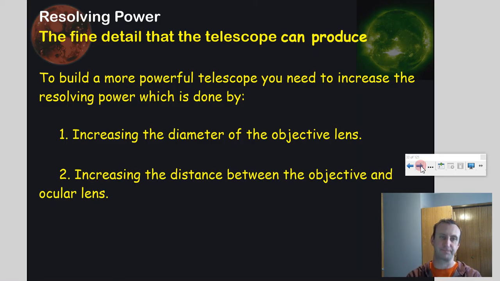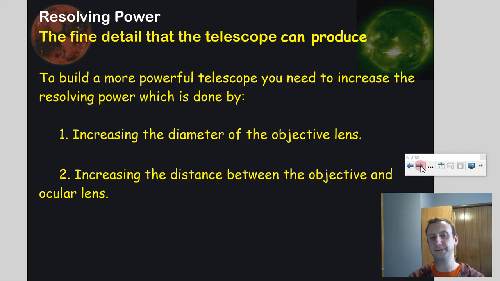All right, so let's talk about resolving power, which is one of the things we talk about with telescopes. It's the fine detail that the telescope can produce. So when you have something that has a high resolving power, you're going to see more of the details, which is different from magnifying, right? When you magnify, you might see a large image, you might see something really up close, but it might have a bad resolution. So the best telescope will have both high magnification and high resolving power, which allows us then to see more detail.